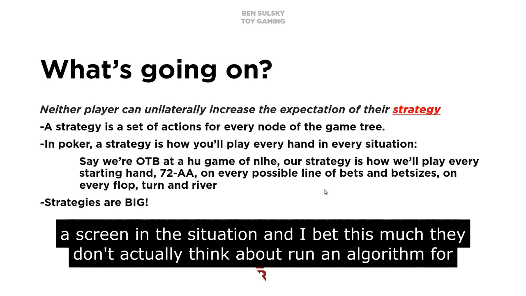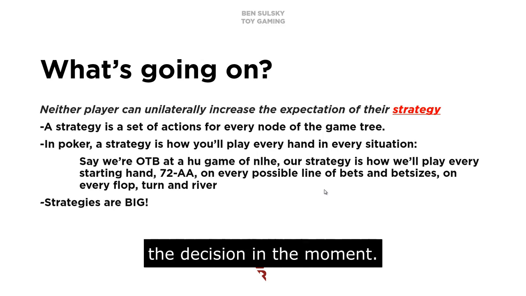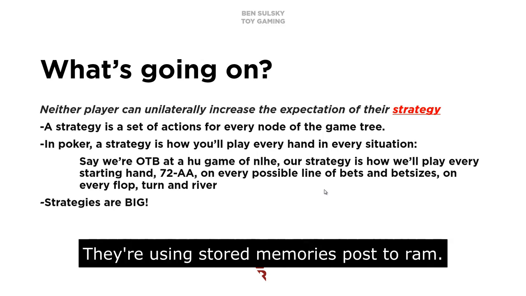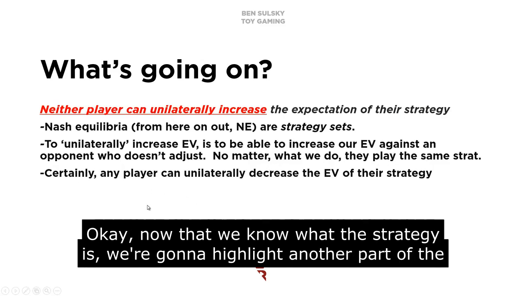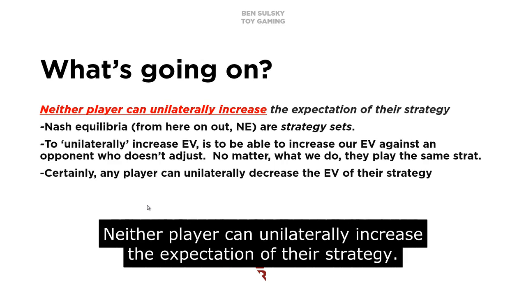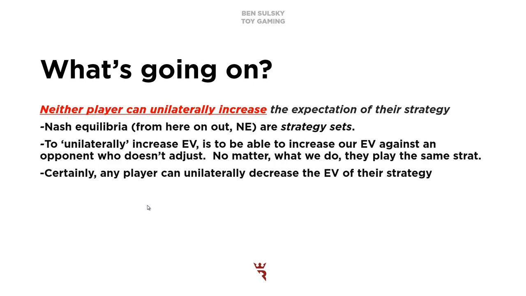They don't actually think about or run an algorithm for the decision in the moment. They're using stored memory as opposed to RAM. Okay. Now that we know what a strategy is, we're going to highlight another part of the definition, which is this part. Neither player can unilaterally increase the expectation of their strategy.